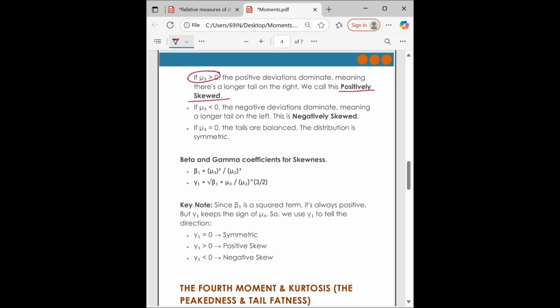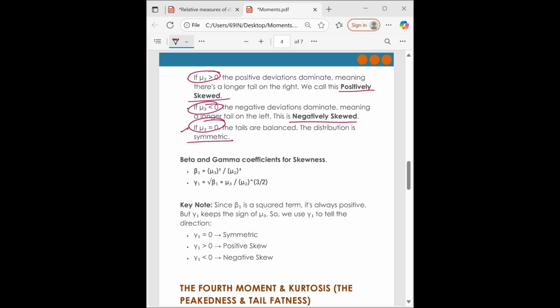Number 2, if mu3 is less than 0, the negative deviations dominate, meaning a longer tail on the left. This is negatively skewed. Number 3, if mu3 is equal to 0, the tails are balanced. The distribution is symmetric. Okay, but there's a problem. Mu3 has units like centimeter cube if our data is in centimeter. So to make it a pure unitless number for comparison, we standardize it. We divide it by the standard deviation cubed. This gives us the beta and gamma coefficients for skewness.